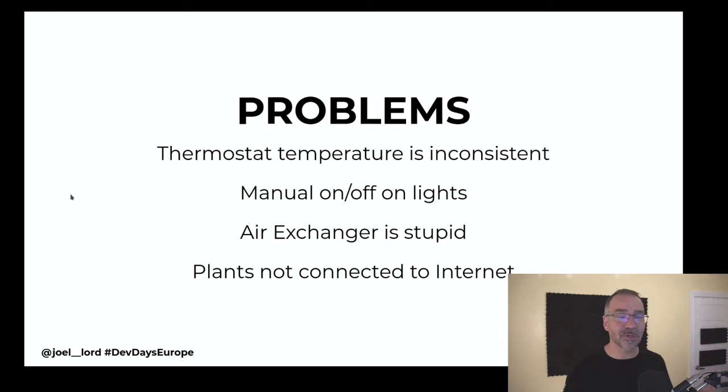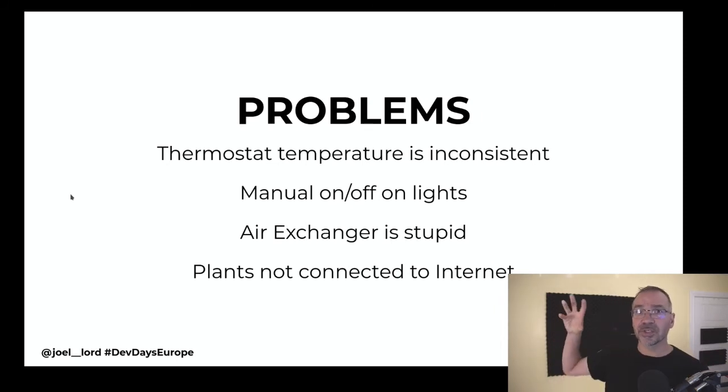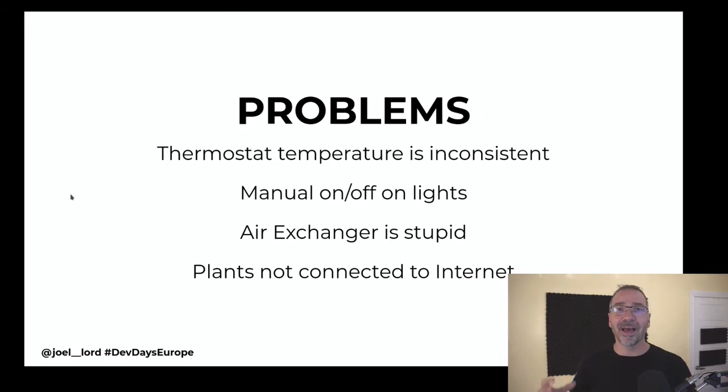I wish there was a way to be able to control that and add some automation to that. I also have an air exchanger, which is just a machine that filters out the air in the home, and it's kind of stupid. I have this one switch which is on and off, which is a manual switch. I wish it could do a little bit more there. And finally, my house plants are not connected to the internet, which is a big problem that we all have, right?